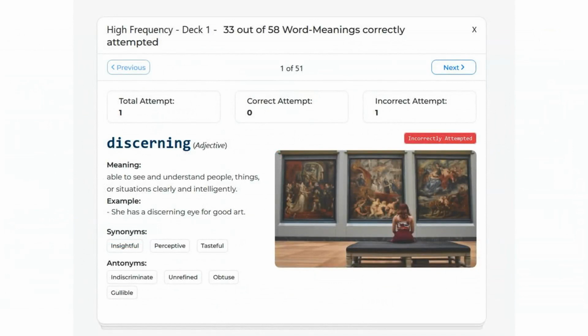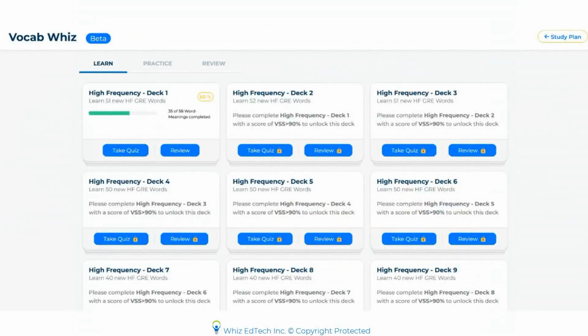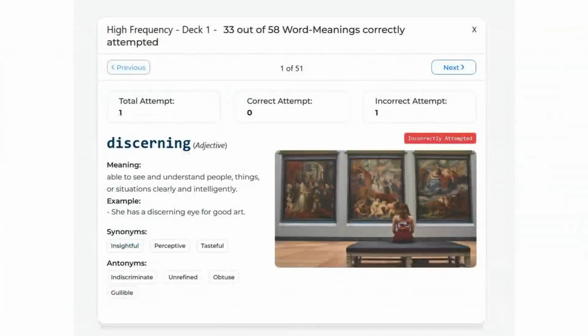So here's a look at inside the deck. Okay, so here we are looking at these different decks: high frequency deck 1, deck 2, and each deck would have a set of flashcards. Each flashcard would look something like this.